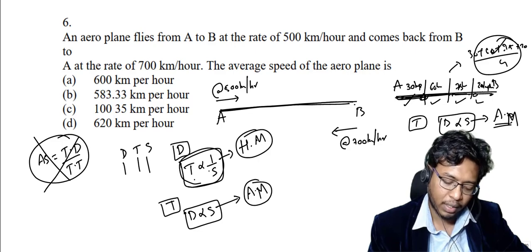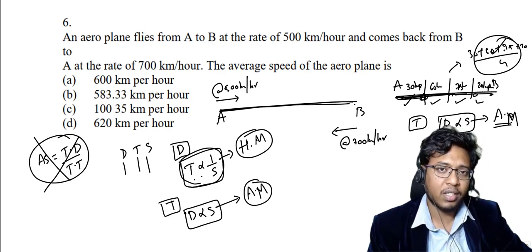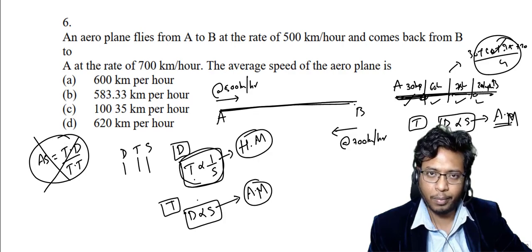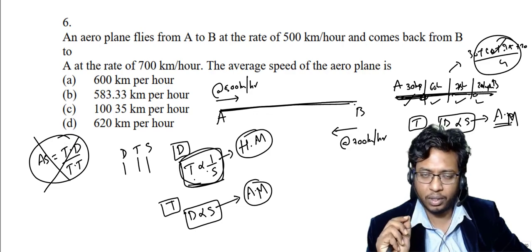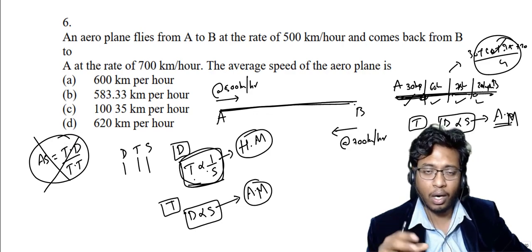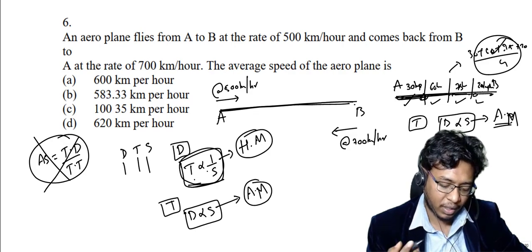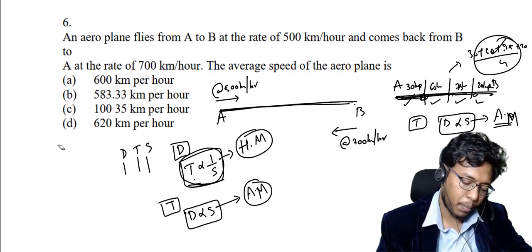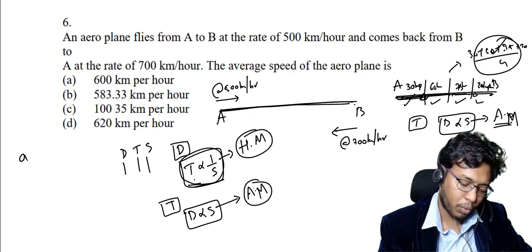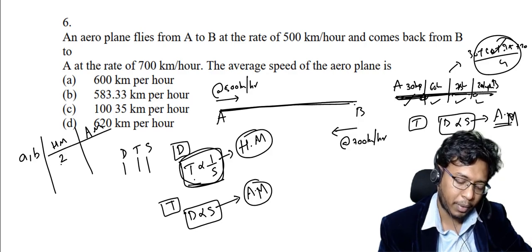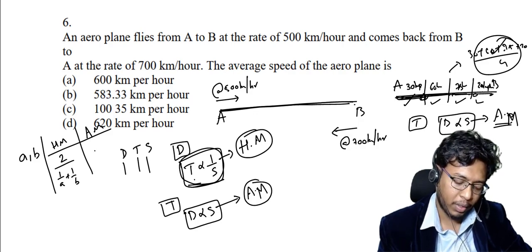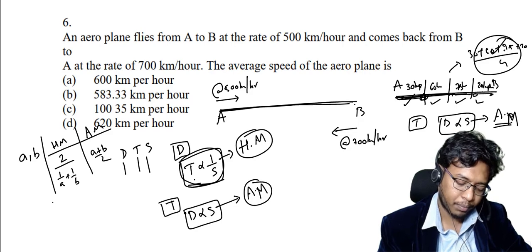Now you see, in the earlier scenario, d is constant. That means t is inversely proportional to speed. So the relation between the other two variables is inversely proportional. That means here average speed will be the harmonic mean. I will take 2 variables first. If you have 2 variables a and b, the harmonic mean will be, since there are 2 variables, 2 by (1/a + 1/b), whereas the arithmetic mean will be (a + b)/2.